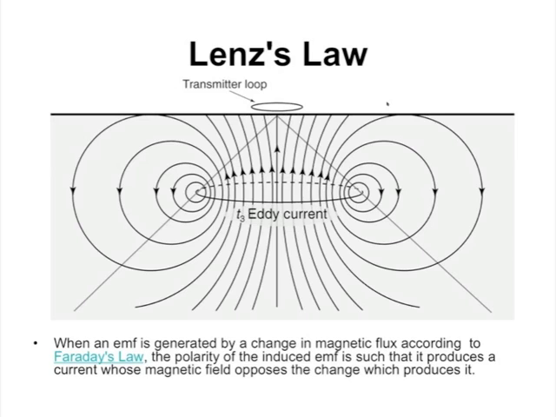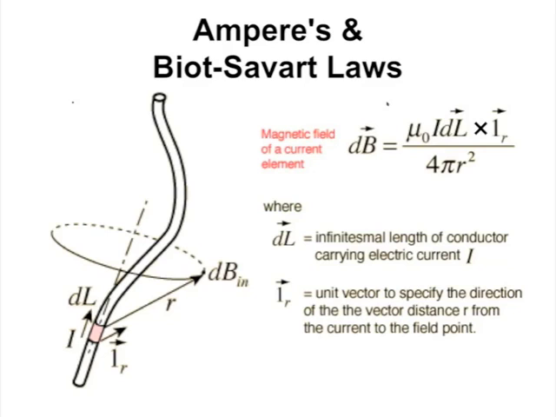To change the magnetic field in the ground, we don't have to touch the ground. We could fly over it and induce magnetic fields without any ground contact at all. Now, these eddy currents and the inductance principles come from the basic laws of electromagnetics, and part of those are Ampere's and the Biot-Savart laws.